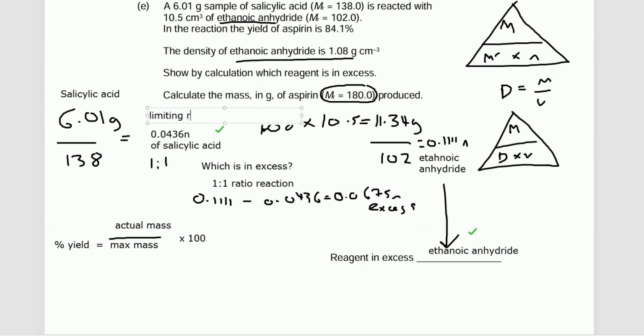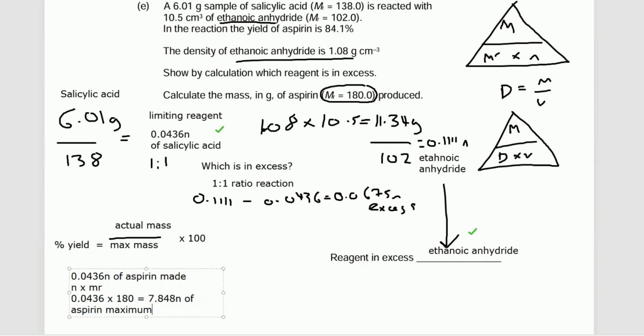If everything went perfect, I have to look at the limiting reagent to see how much aspirin I could make. I can't look at the excess reagent because that's going to have leftover moles that are unreacted. So I look at the limiting reactant, and that is salicylic acid. 0.0436 moles of aspirin is the max I can make because that's the max amount of salicylic acid we have. It's a 1-to-1 reaction. So I'm going to do 0.0436 times 180, and this is going to give me the maximum grams of aspirin I can make, and it's 7.848 grams, not moles.